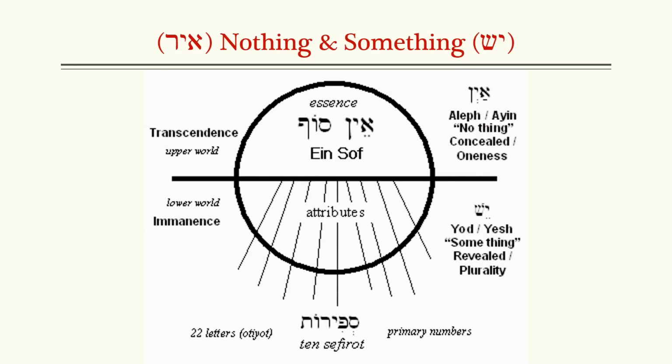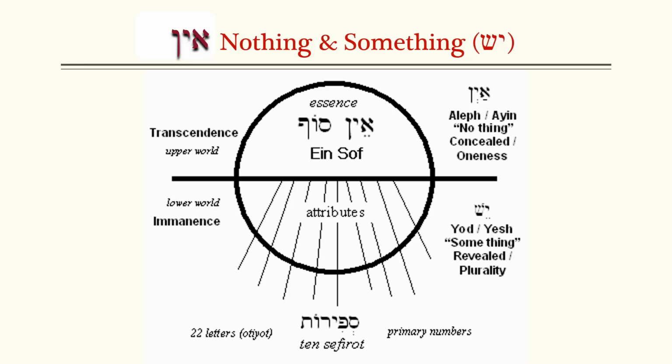So there's a misspelling there that says Ayer. It's supposed to say Ain, nothing and something. Ain and Yesh. We're essentially talking about how nothing becomes something, how nothing emanates something.